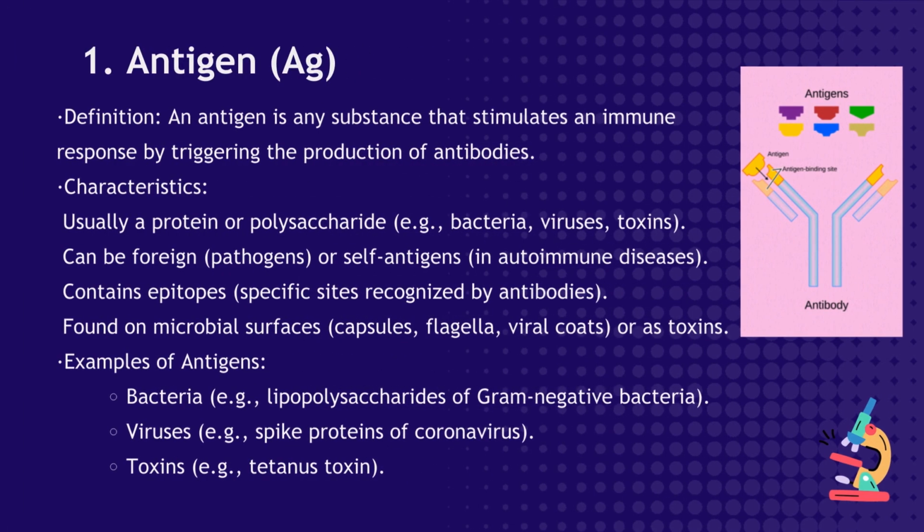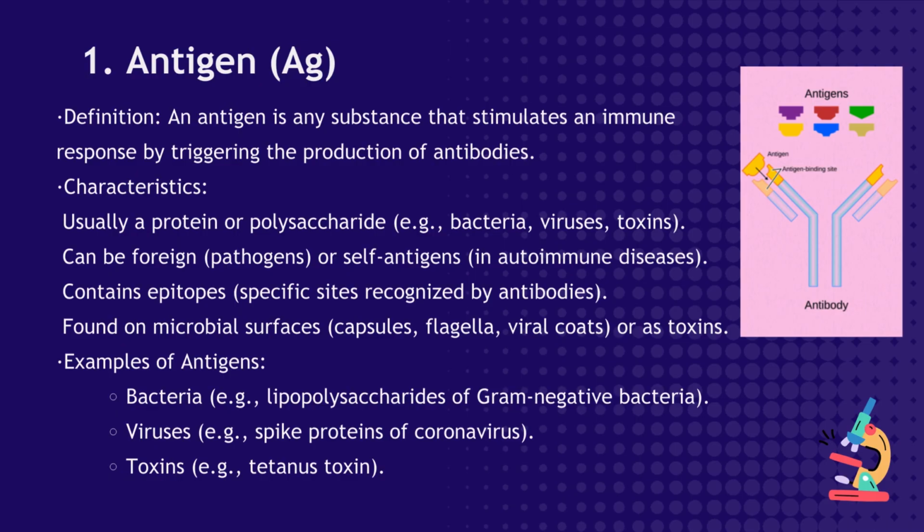responses. Antigen (Ag), definition: An antigen is any substance that stimulates an immune response by triggering the production of antibodies. Characteristics: usually a protein or polysaccharide, e.g. bacteria, viruses, toxins. Can be foreign pathogens, or self-antigens in autoimmune diseases. Contains epitopes, specific sites recognized by antibodies. Found on microbial surfaces, capsules, flagella, viral coats, or as toxins.